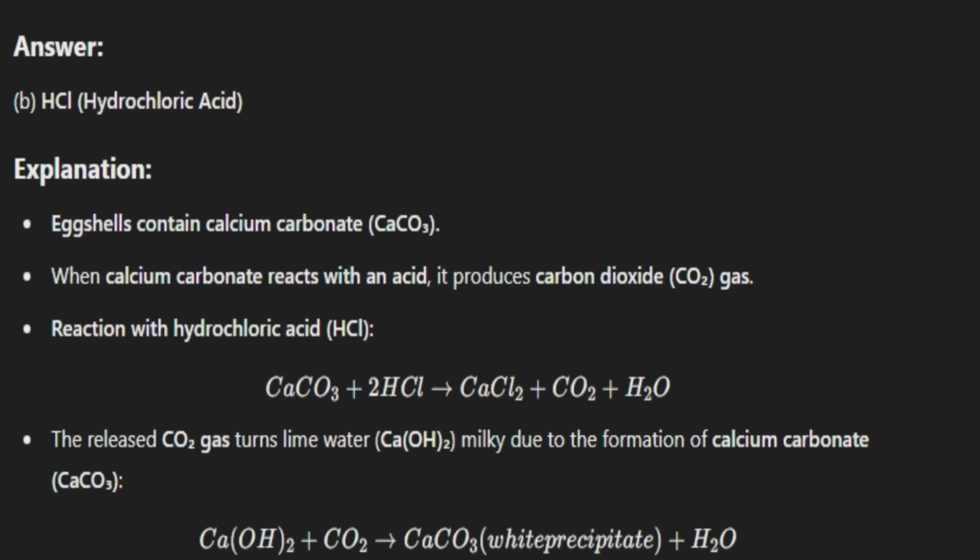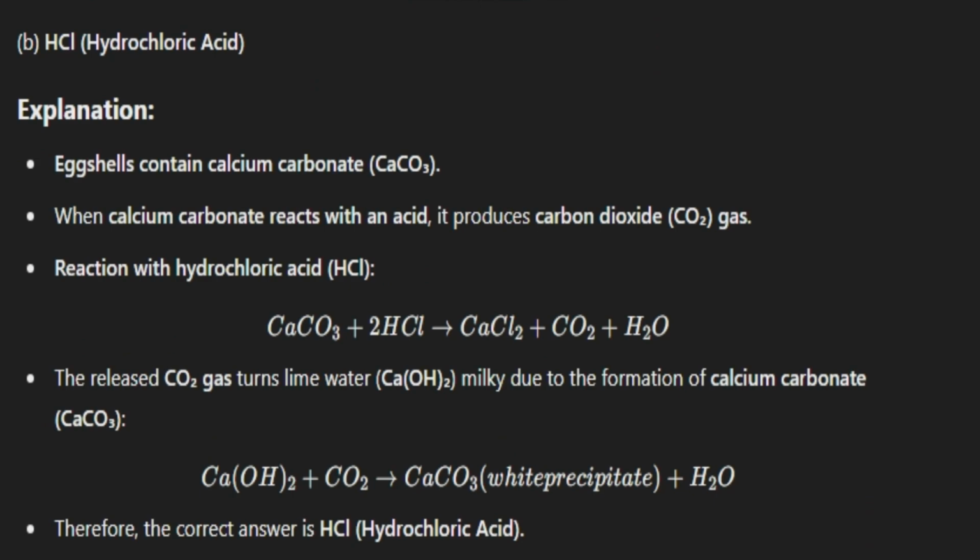When calcium carbonate reacts with an acid, it produces carbon dioxide, CO2 gas. The reaction with hydrochloric acid: CaCO3 plus 2HCl gives CaCl2 plus CO2 plus H2O. The released CO2 gas turns lime water, Ca(OH)2, milky due to the formation of calcium carbonate: Ca(OH)2 plus CO2 gives CaCO3, a white precipitate, plus H2O. Therefore, the correct answer is HCl, hydrochloric acid.